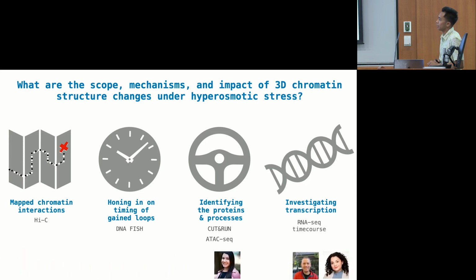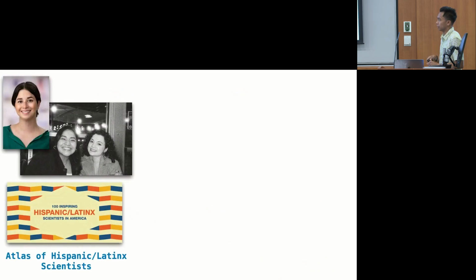And every computational person has their wet lab buddies. So these are all my wet lab buddies in lab. They're phenomenal. And I didn't want to leave today without talking about different DEI initiatives that we're on.